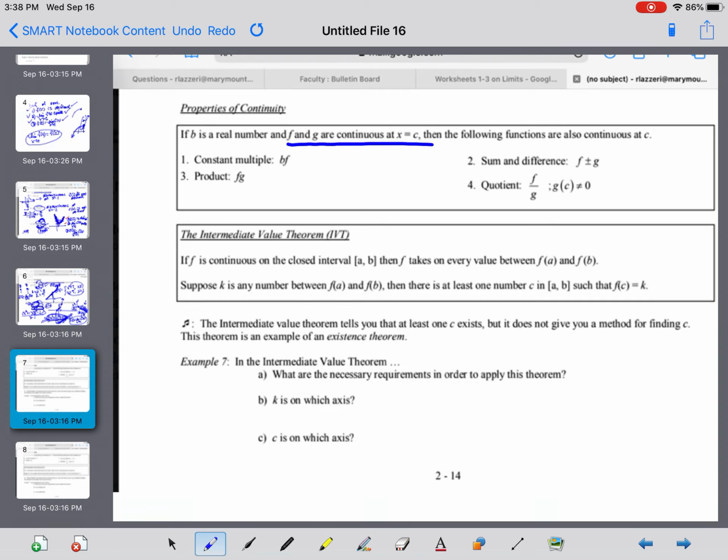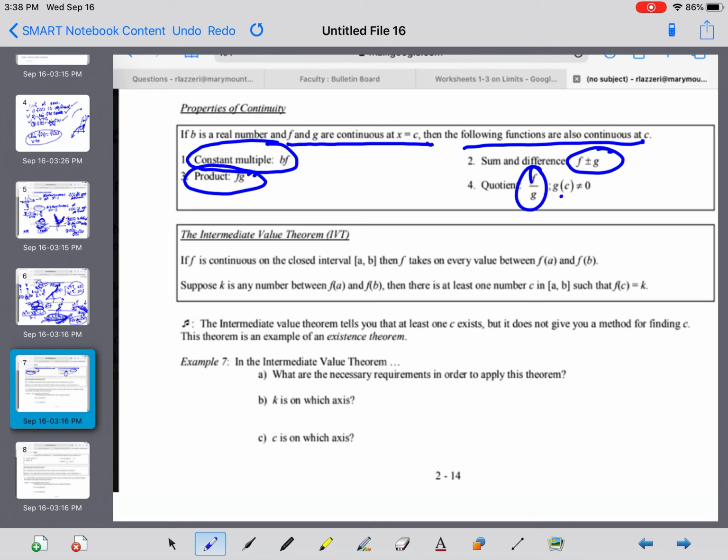Properties of continuity. If b is a real number and f and g are continuous, then the following functions are also continuous. So if you take a continuous function and multiply it by like 4, it's still going to be continuous. The product of two continuous functions is also continuous, like sine x times cosine x. The sum and differences are also continuous. And the quotient is continuous, except for all the times that the bottom could be 0. You got to watch out for that, obviously, like the one we just did.